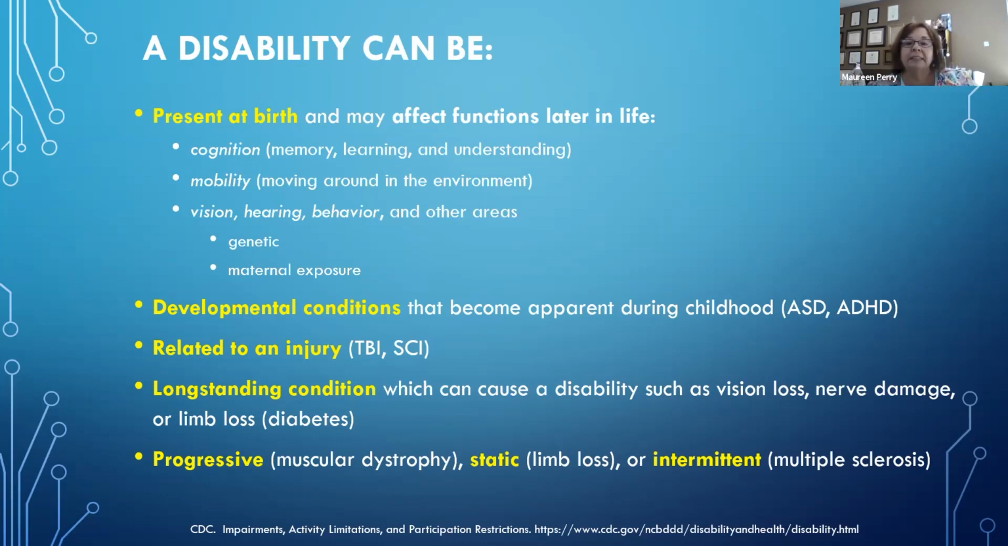It could be a long-standing condition that gradually gets worse, and we see disability like vision loss or nerve damage, limb loss, and things like diabetes, right? So where patients end up with amputations or progressive vision loss. And then we see things that are progressive, like muscular dystrophy, or you might see something static, like once you've lost a limb, then it's gone. Intermittent, like MS, right?